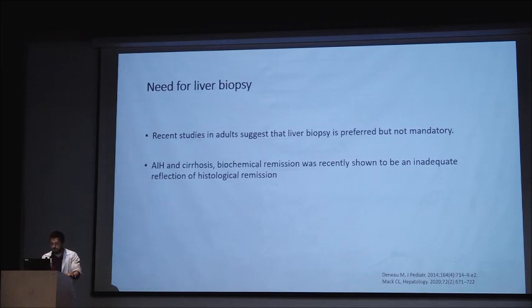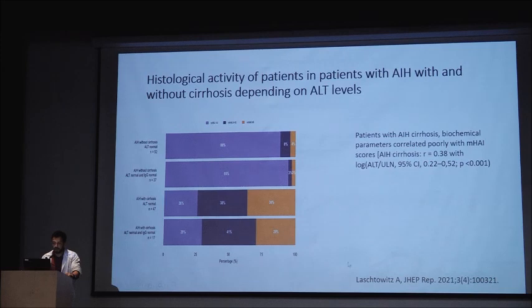Recent studies have shown that liver biopsy is preferred but not mandatory. However, in patients with cirrhosis at baseline and autoimmune hepatitis, biochemical remission was shown to be an inadequate reflection of histological remission. This paper, published in JHEP Reports in 2021, compared autoimmune hepatitis without cirrhosis with normal ALT, and autoimmune hepatitis without cirrhosis with normal ALT and IgG. The histological activity index correlated with the biochemical remission. With normal ALT, and with normal ALT and IgG, the histological activity index was less than 4 in 85, 88, and 95% in these groups.